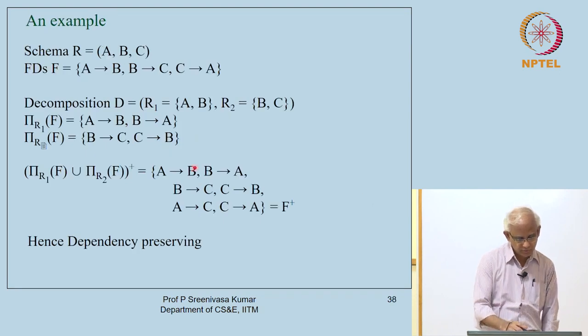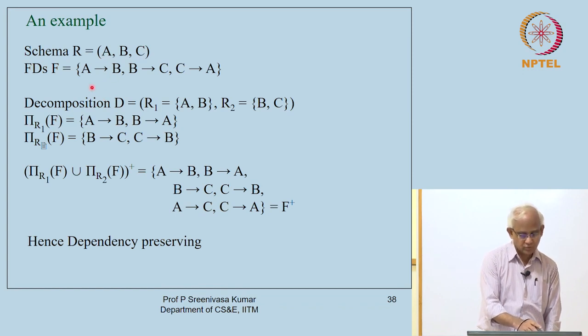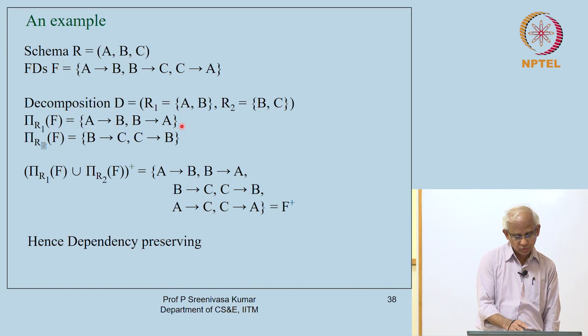Okay, I have an example here which illustrates dependency preserving. Just have a look at it. It is a simple scheme ABC, and we have FDs: A determines B, B determines C, and C determines A. Everybody determines everybody else. It's a cyclic kind of thing. So we did a decomposition R1, AB and BC.